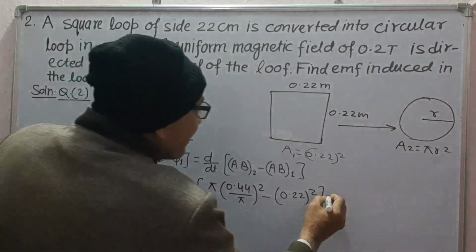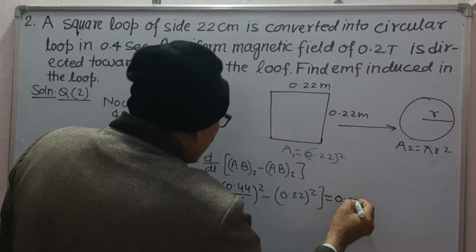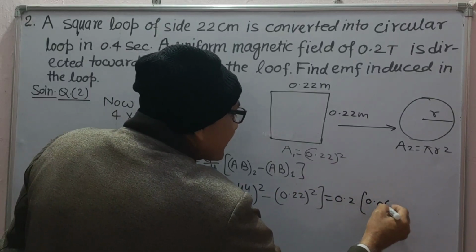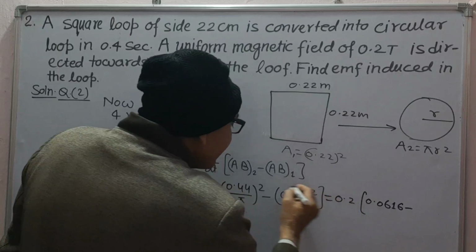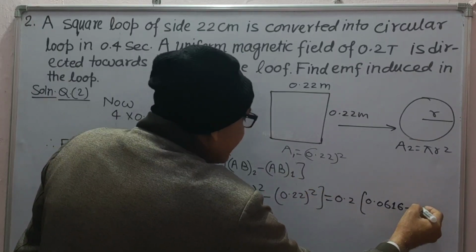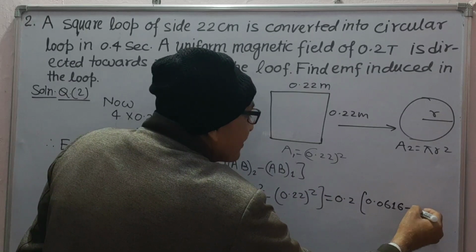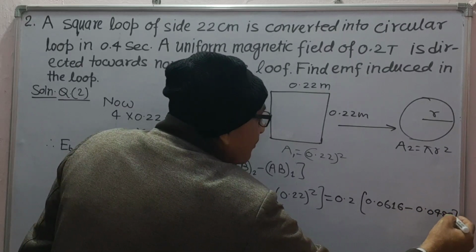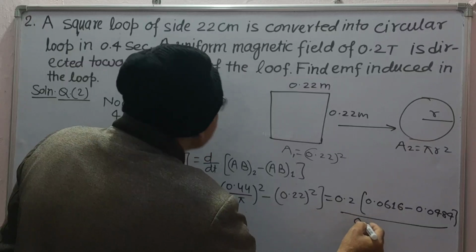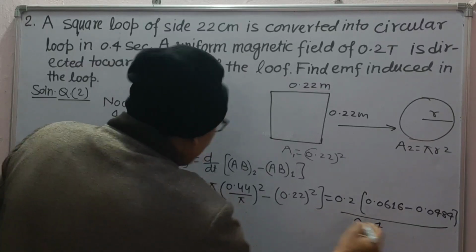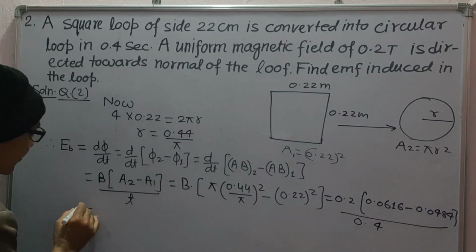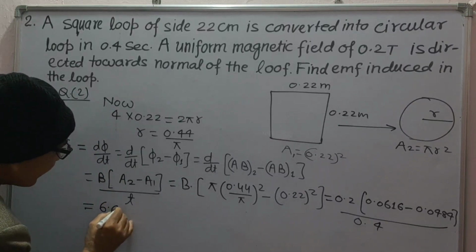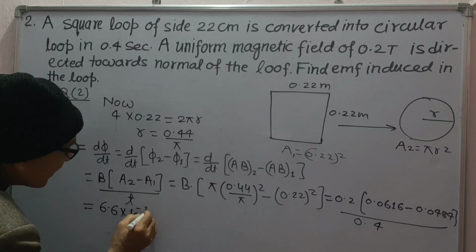So it gives B is 0.2, A2 comes to be 0.0616 and A1 is equal to 0.0484 and time is 0.4. So induced EMF comes to be 6.6 into 10 to minus 3 volts.